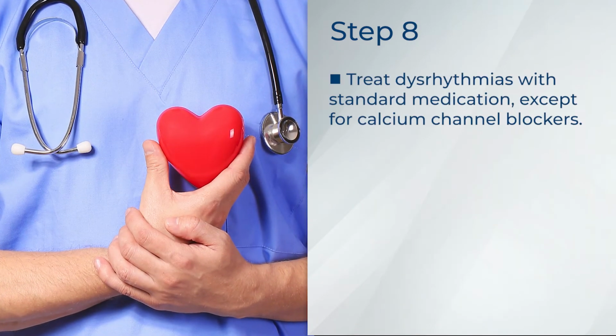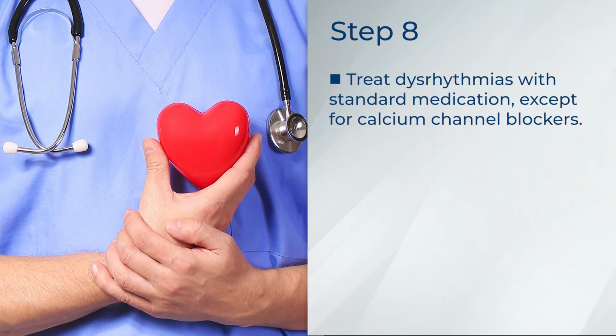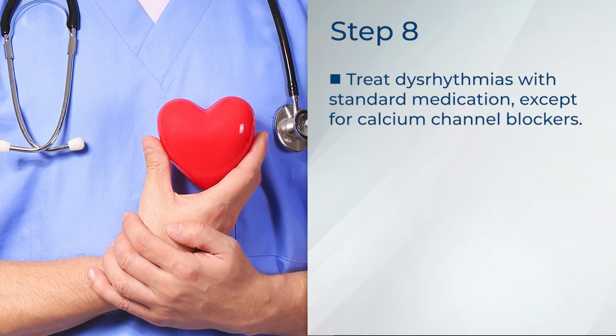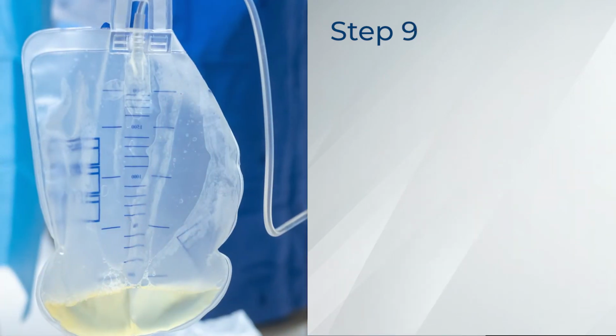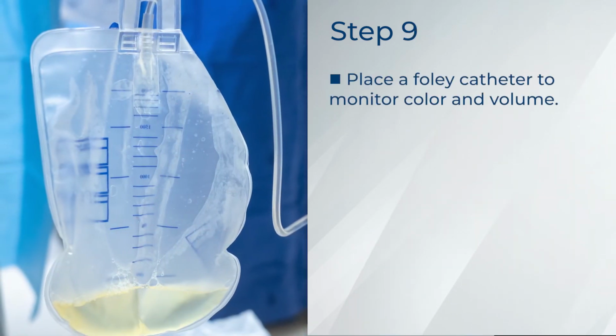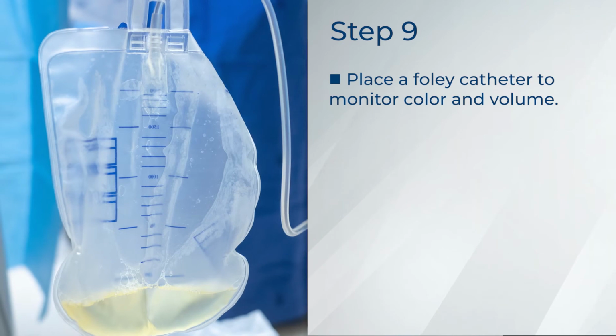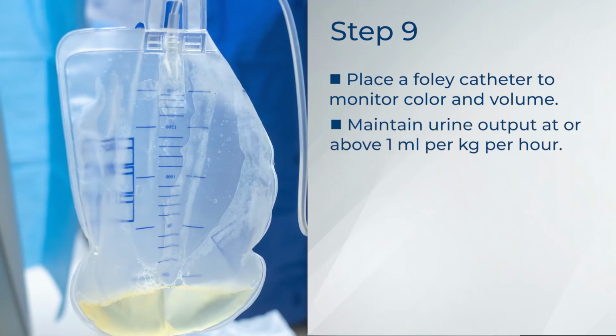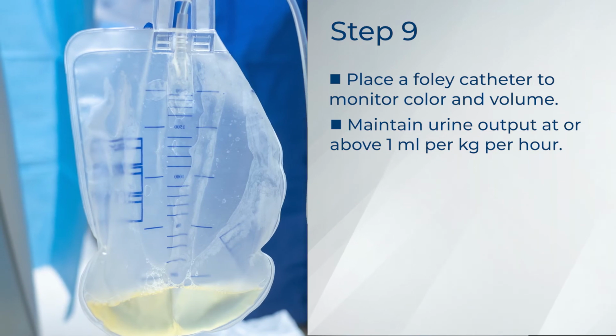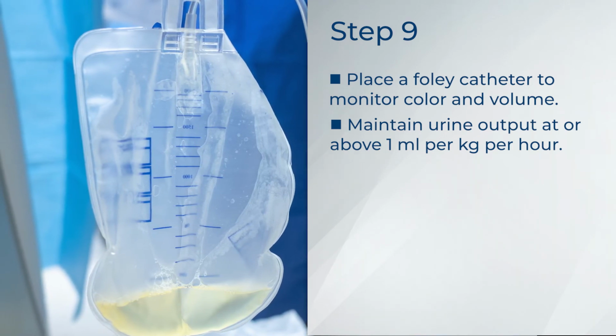Step 8. Treat dysrhythmias with standard medication with the exception of calcium channel blockers. Step 9. Place a Foley catheter to monitor urine color and volume. Maintain urine output at or above 1 milliliter per kilogram per hour with normal saline and diuretics if needed.